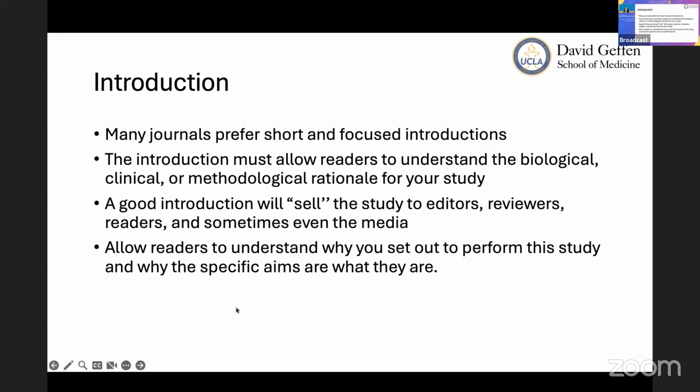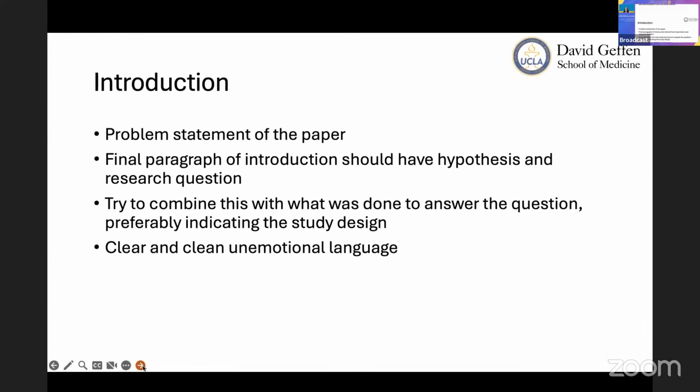Usually, while you read the introduction, it should sell the study to the editors, to the reviewers, and also to the media sometimes. Allow readers to understand why you wanted to perform this study and why the specific aims are what they are. This is usually the problem statement in the paper, right? So the final paragraph of the introduction should have the hypothesis of your study and also the research question.